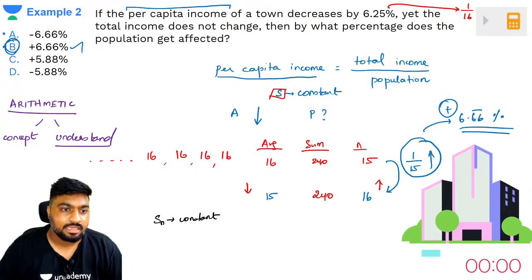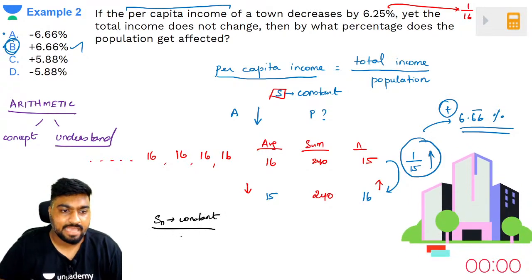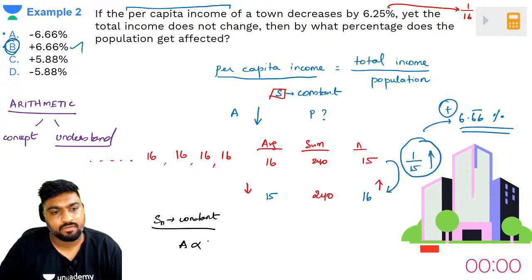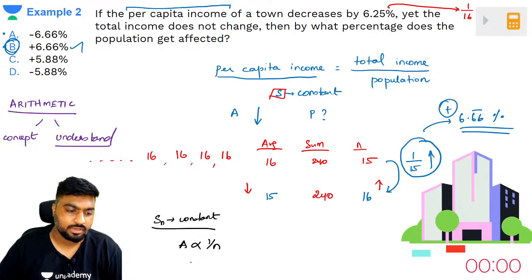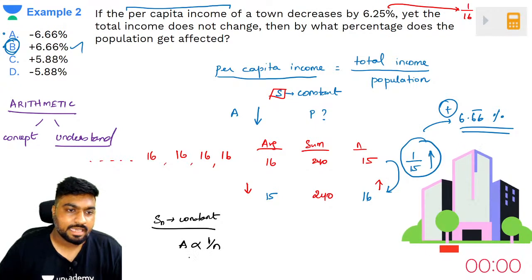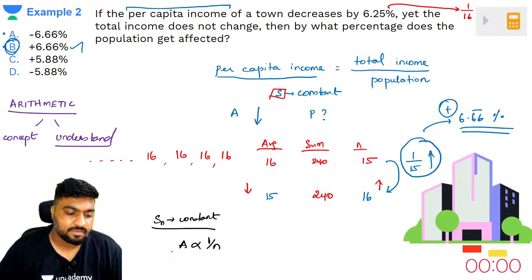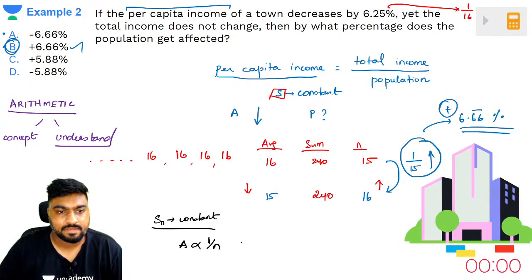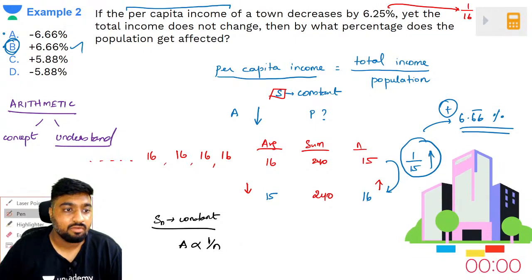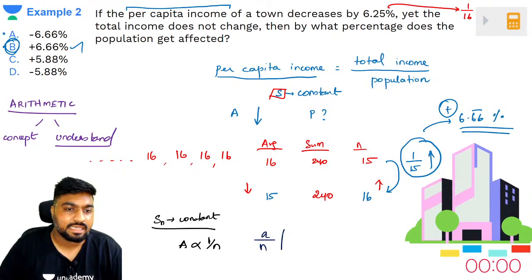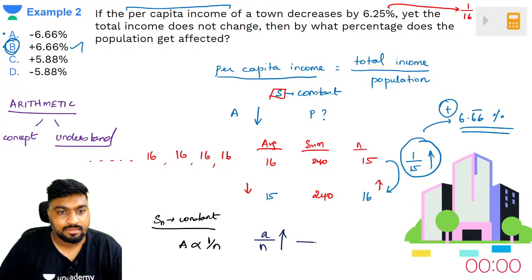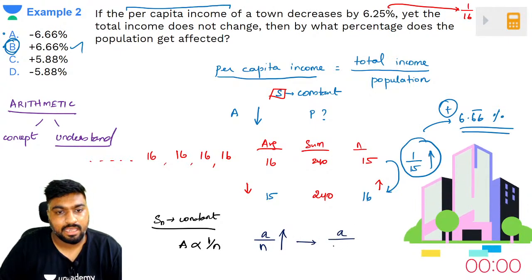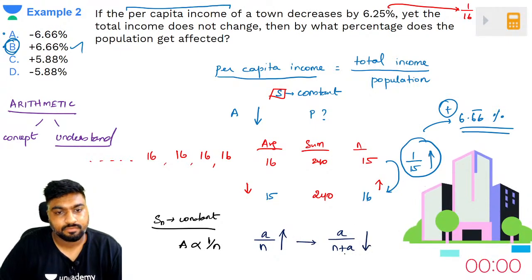With this, can I make a common statement? Try and understand the relationship here. When the sum is constant, then average and number of terms are inversely proportional. Do you agree? Yes or no, guys? When these are inversely proportional, what rule can I use? A by n rule. Correct? If one of the terms increases by a by n, then the other term will decrease by a by n plus a. Correct?